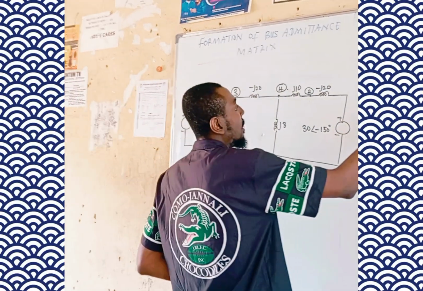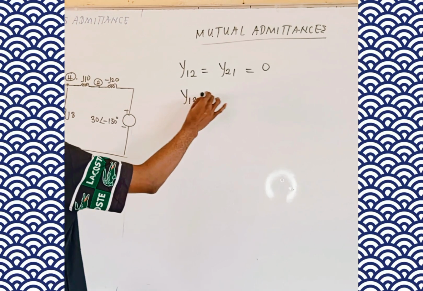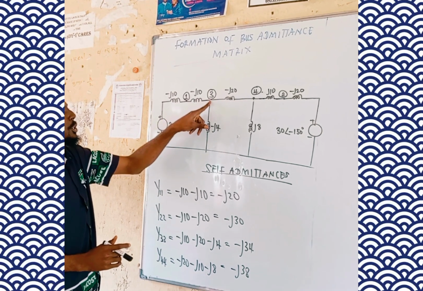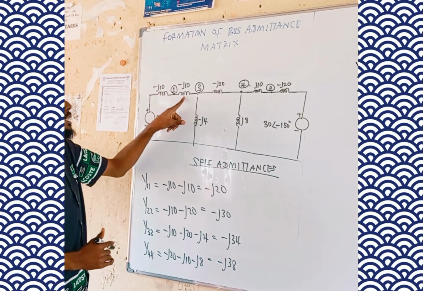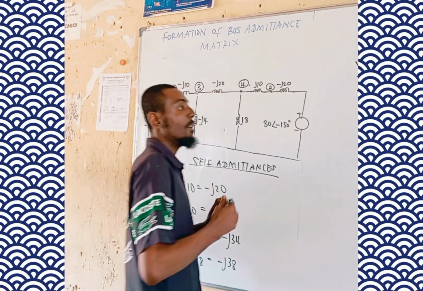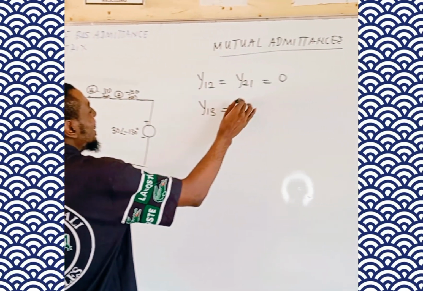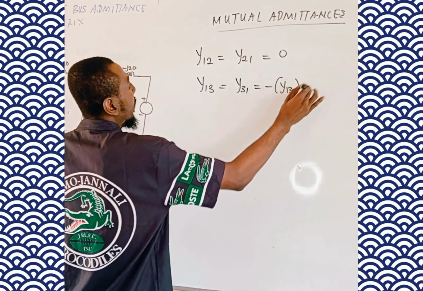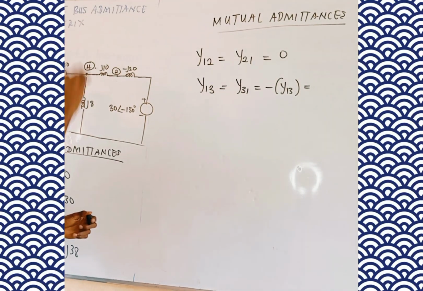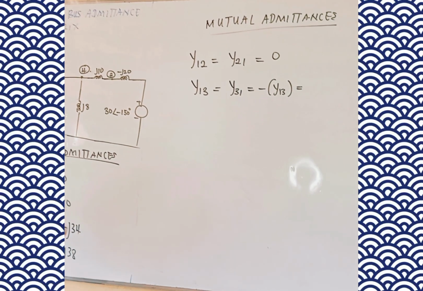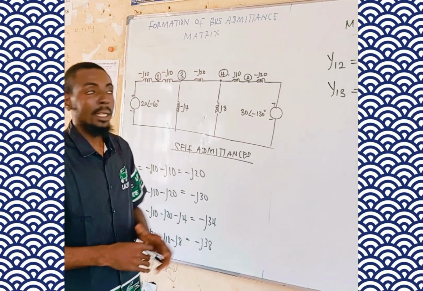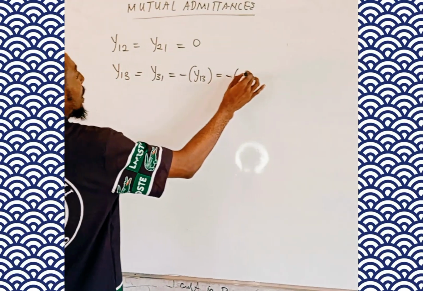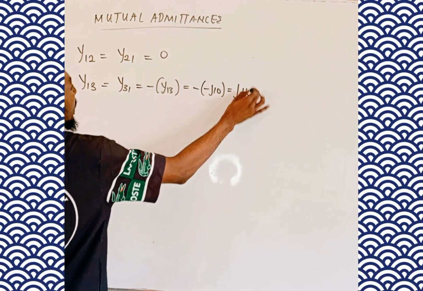Then the next mutual admittance is Y13. Is 1 connected to 3? Let's check it out. Of course, definitely 1 is connected to 3. And of course, the admittance there is minus j10. So Y13, from the previous experience, is the same thing as Y31, which is equal to the negative of the admittance. Take the answer and alter it with the negative sign, then you have your answer for both Y13 and Y31. So what is the admittance? Minus j10. So we have minus into minus j10, and that is j10.